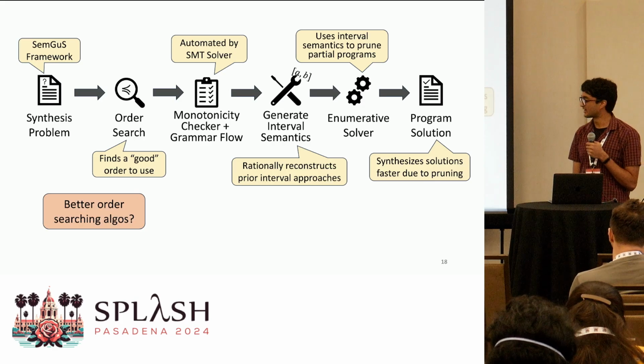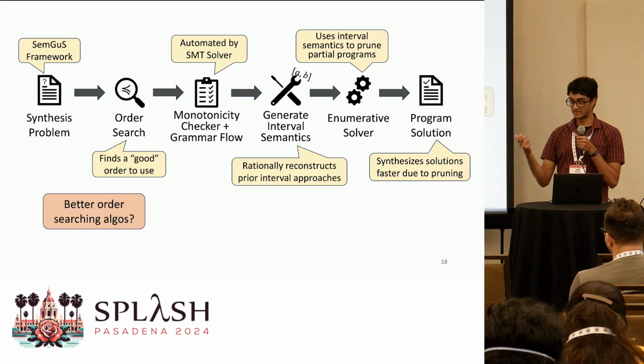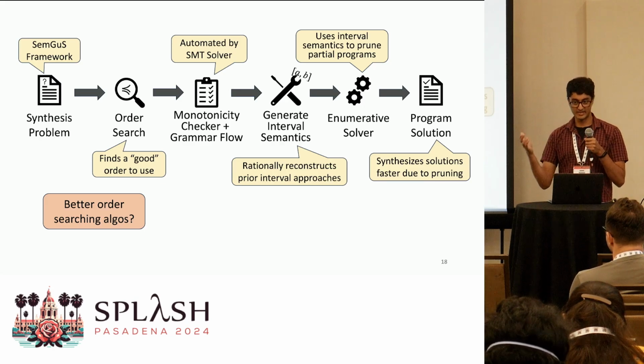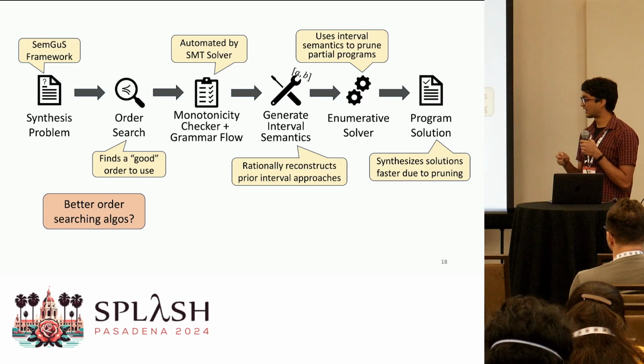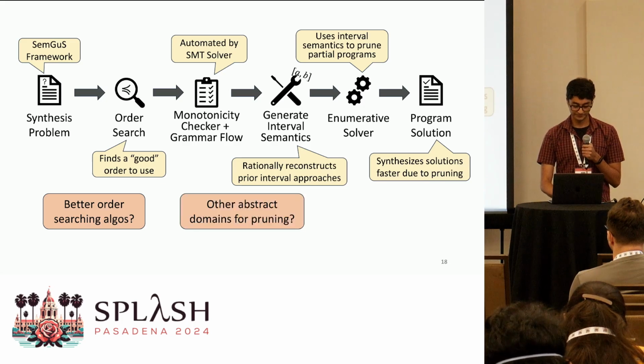The first is that the order that you use to generate your intervals can actually lead to different types of intervals being generated. So how do we leverage different orders and different intervals for better pruning?